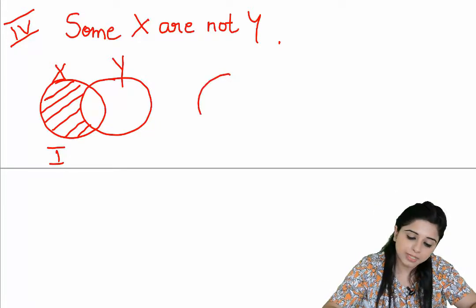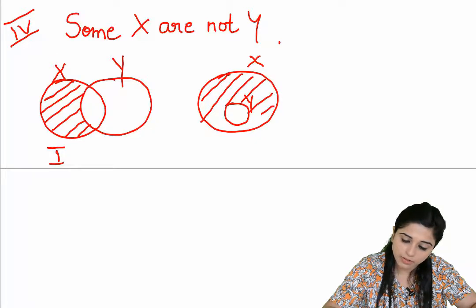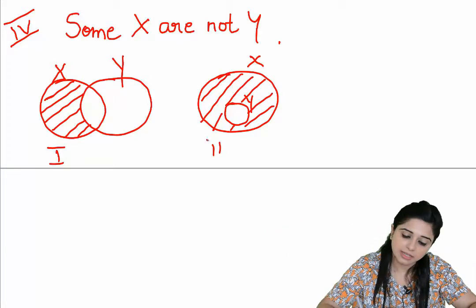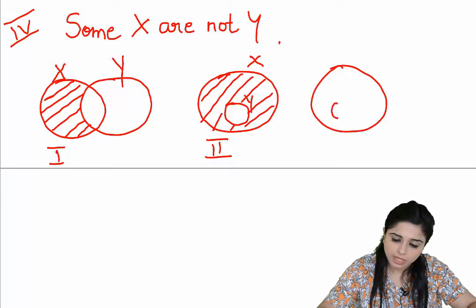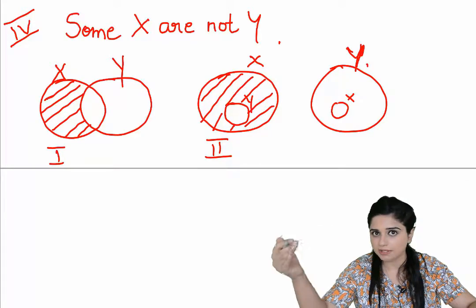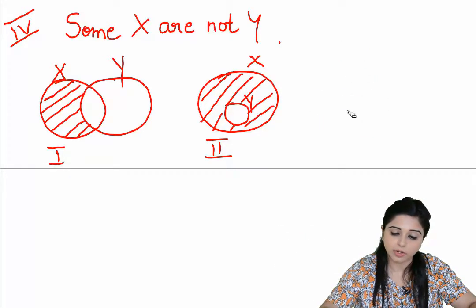How else can we represent this? Can we say those x's that fall outside the y region are the x's that are not y? Absolutely, makes sense. Second possible representation for sum x are not y. Can we draw this? Can we? Sum x are not y? No, we can't, because over here all x's are y, right? So we can't draw this.